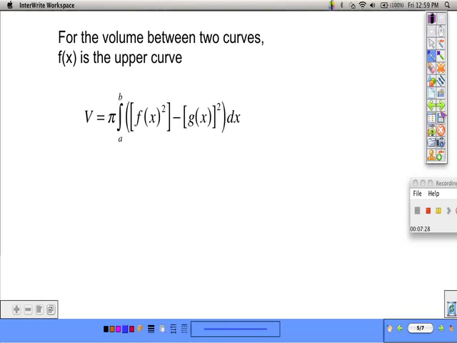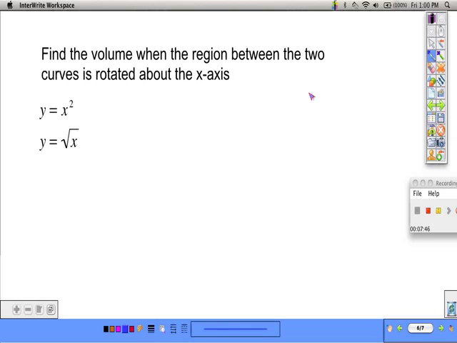And finally, if we have two curves and the area in between those two curves is being rotated around the x-axis, we take the difference of the two functions squared. And the top function is always the one that comes first. So to figure this out, it's useful to look at a picture of it. X squared goes like so, and square root of x goes this way. So we're rotating this area around the x-axis.